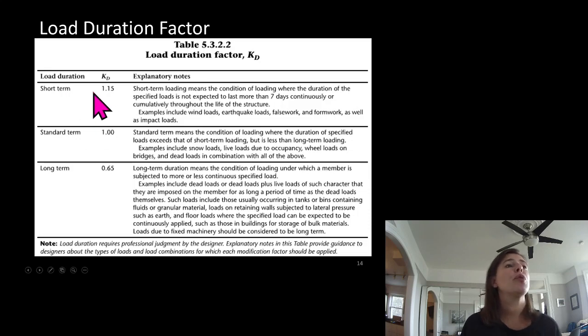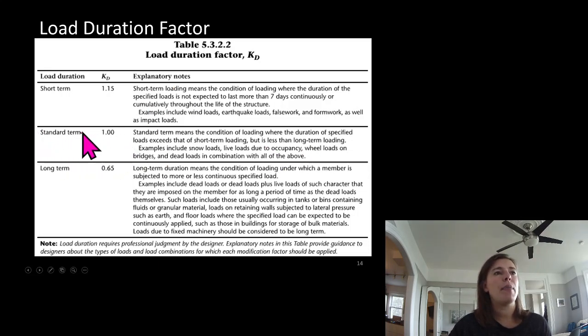There's a short-term duration factor, which actually increases the strength of wood. So that would be for wind, earthquake, false work, or formwork. Basically, the wind is on there for a very short period of time. But most of the time, we're talking about standard term load durations. So that says examples include snow, live loads due to occupancy, wheel loads, and dead loads in combination with any of those other loads. So most of the time, our KD is 1.